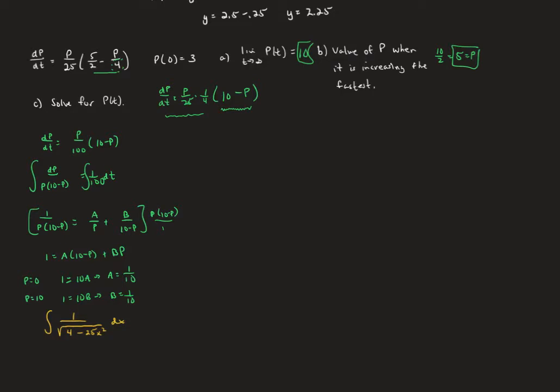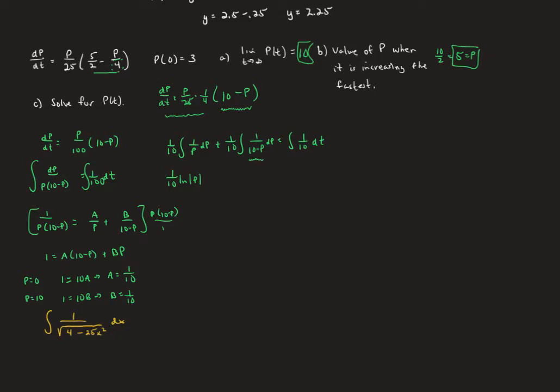So our integral is going to become the 1/10 integral of 1 over p dp plus 1/10 times the integral of 1 over 10 minus p dp is equal to the integral of 1/10 dt, I believe that is. So this will be 1/10 the natural log of the absolute value of p. Now we can do a little u substitution in our head.